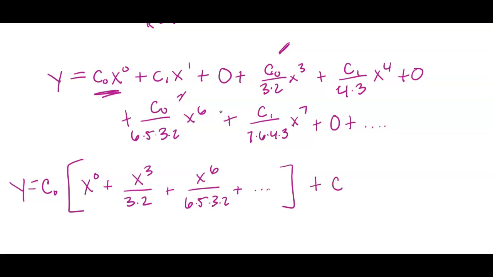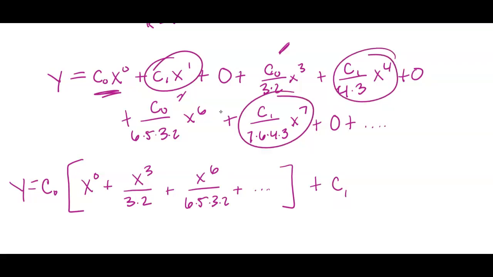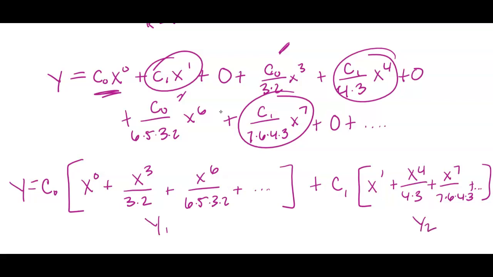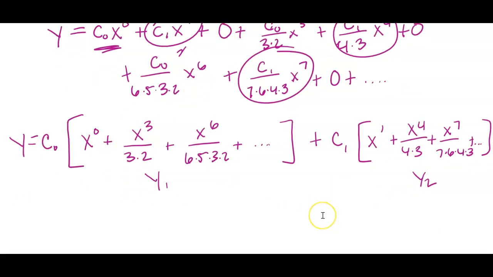And then I would have a C1 that I could also factor out of these terms. And what would I have? I'd have x to the 1 plus x to the 4th over 4 times 3 plus x to the 7th over 7 times 6 times 4 times 3, and so on. And it just so happens that this is my y1 and this is my y2, and it doesn't matter that this doesn't say C1 and C2, they're just constants. And so this is the form that we're looking for.